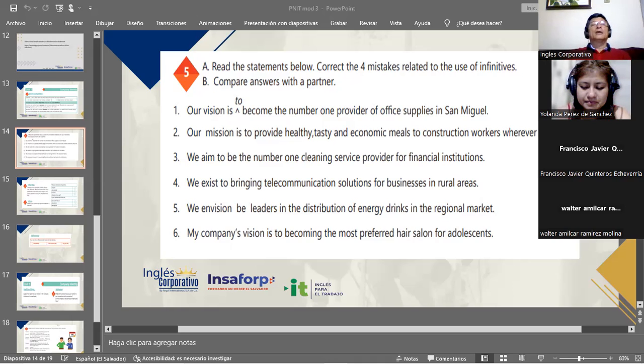Okay. The example is number one. Our vision is to become the number one provider of office supplies in San Miguel. Number two, our mission is to provide healthy, tasty, and economic meals to construction workers wherever they are. Three, we aim to be the number one cleaning service provider for financial institutions. Four, we exist to bring telecommunication solutions for businesses in rural areas. Five, we envision to be leaders in the distribution of energy drinks in the regional market. And six, my company's vision is to become the most preferred hair salon for adolescents. Got it?